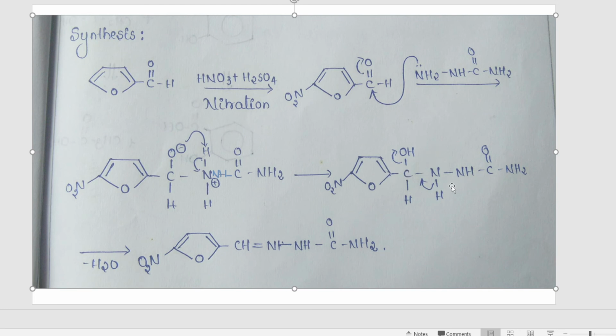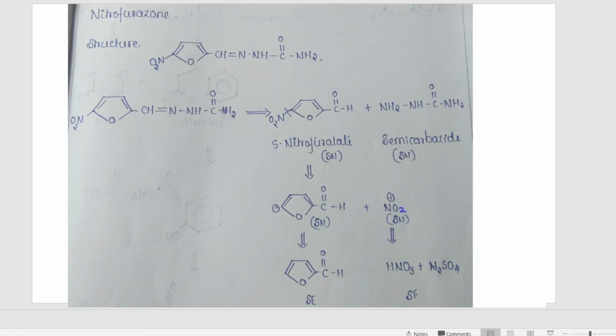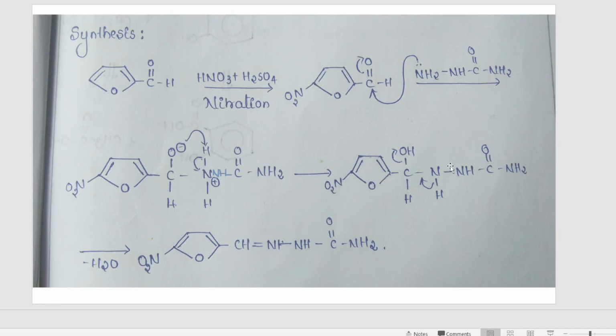Removal of water, because what do you want? You want a nitrofuran molecule, correct? You want this molecule to happen. So what you want is one double bond over here. So next is the removal of water, elimination of water. OH goes out from here, so carbon gets a plus charge here. H goes out as H plus, so nitrogen gets a minus charge.